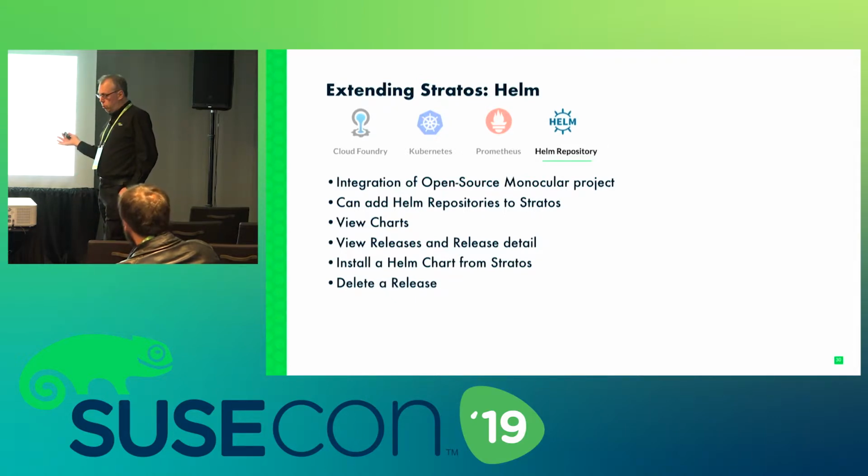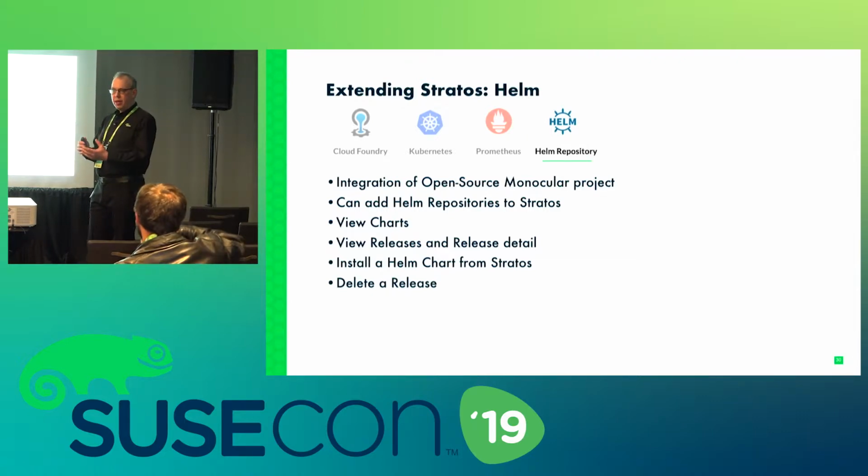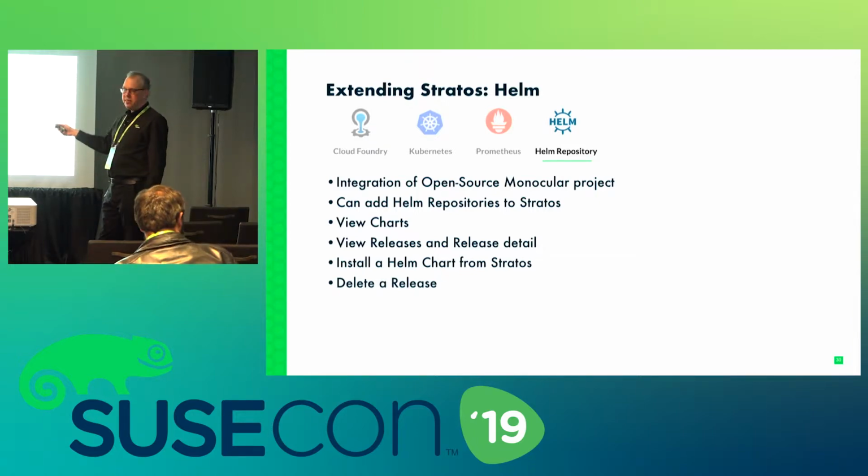So there's an open source Monocular project, which is a kind of catalog browser for Helm. We've taken that, we've integrated that into Stratos so you can add in new Helm repositories. You can browse and view the charts in that Helm repository. You can review releases. You can install a Helm chart from Stratos and delete, some early basic management stuff. If you're not familiar with Helm, it's really the sort of package manager for Kubernetes. So it's a way of describing a Kubernetes application, if you like. And Helm talks about releases. You might think of them as kube applications.